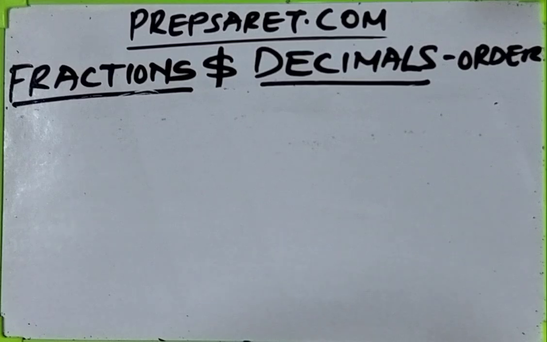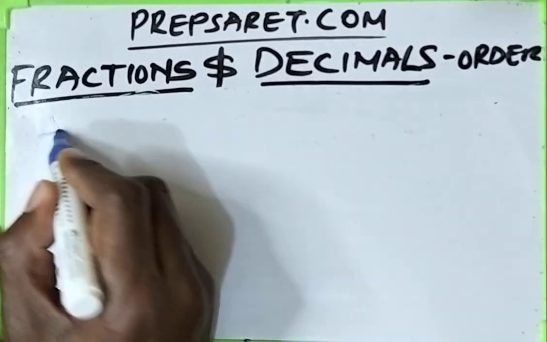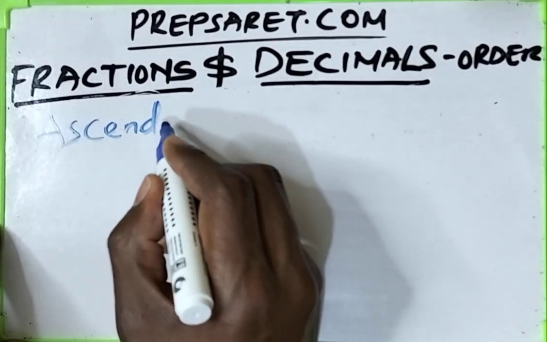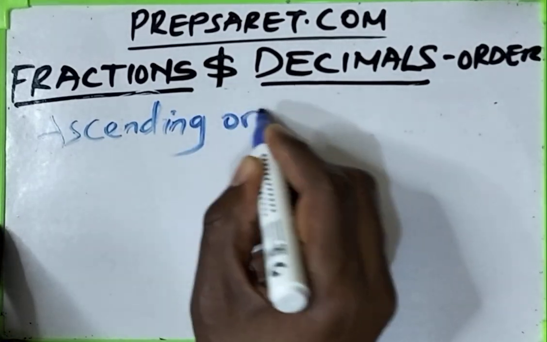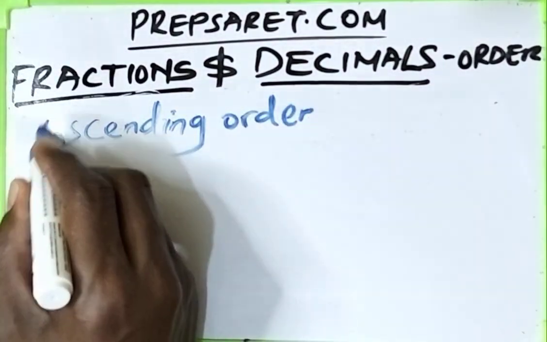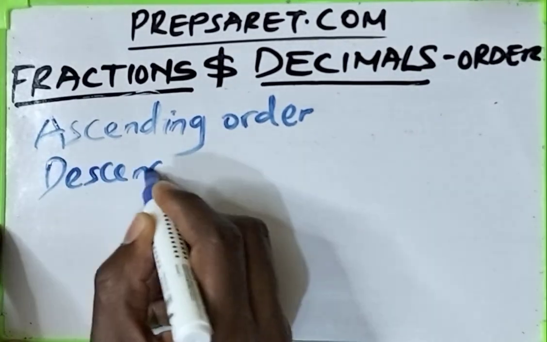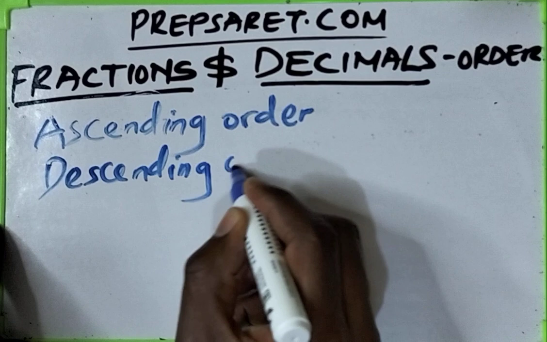I want to first of all say something small about arranging fractions and decimals in order. Remember, you may be given a set of numbers that can be fractions or decimals, and you're told to arrange them in order. We have two orders. The first one is ascending order, and the second one is descending order.